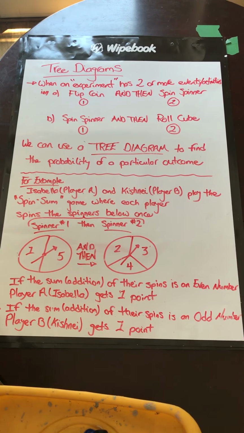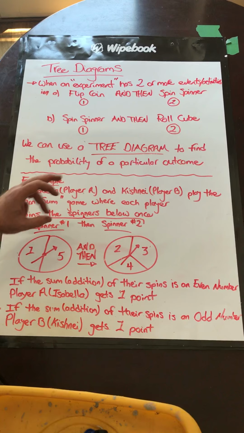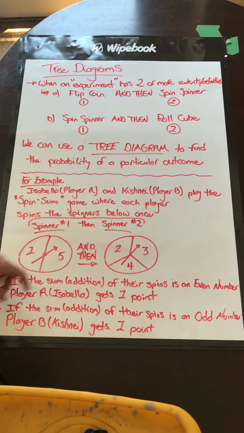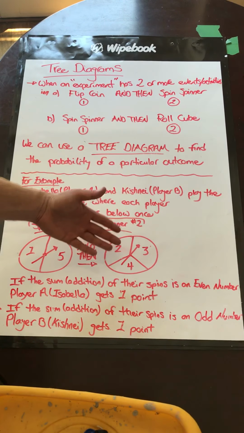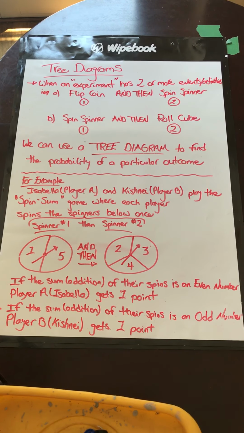The example is: player A, Isabella, and player B, Kishni, play the spin sum game, where each player spins the spinners once. Spinner number 1 has a 1 and 5 on it, and spinner number 2 has 2, 3, and 4 on it. For example, Isabella spins the first spinner and lands on 5, and then she spins the second spinner and it lands on 3. Well, what results? If the sum of their spins is an even number, player A, Isabella, gets 1 point. If the sum is an odd number, player B, Kishni, gets 1 point. In this example, Isabella spun a 5 and then a 3. That's an even number that adds to 8, and so she would get the point.